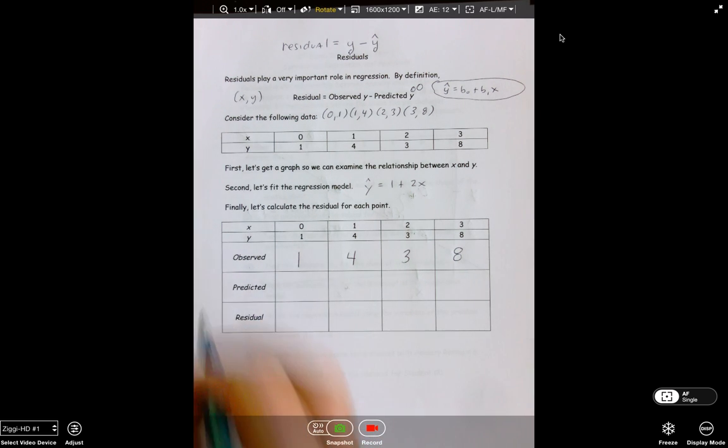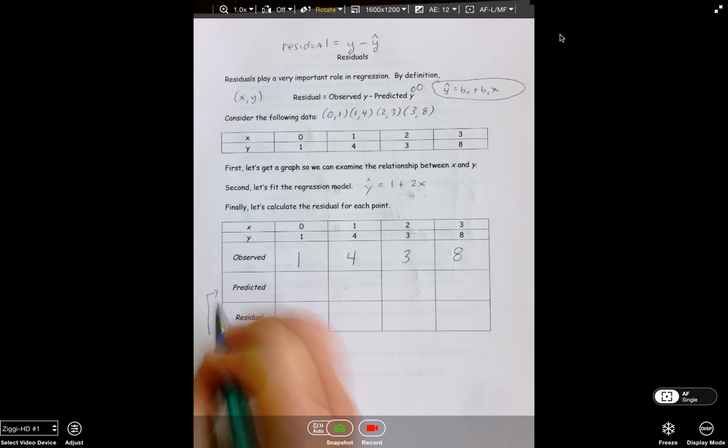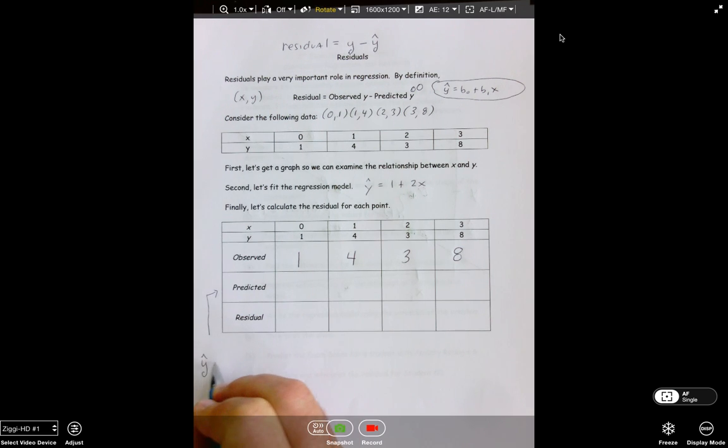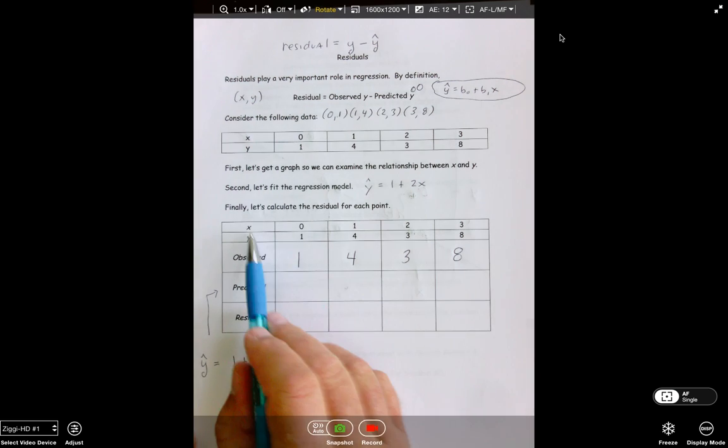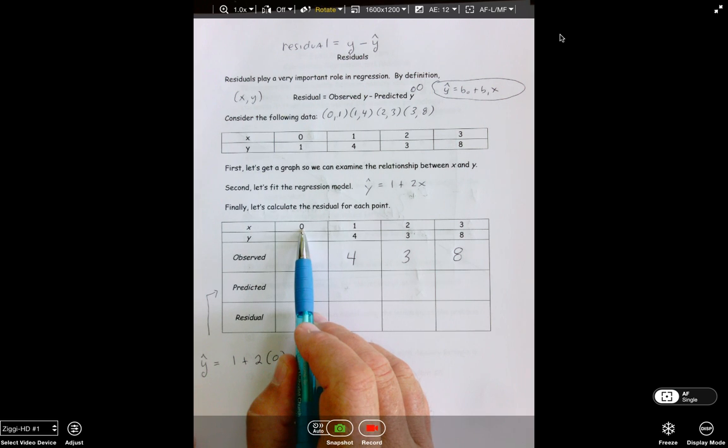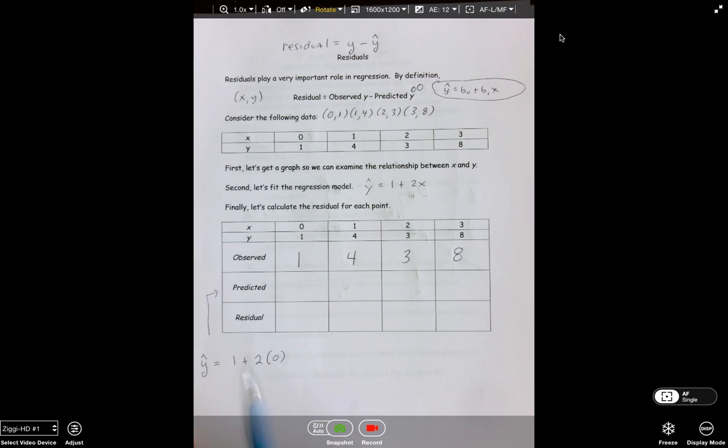Now the predicted value is what we get when we put our X value in. When we put 0 in for our X value, this first ordered pair has an X value of 0. We put that into our model. We see that we get a predicted value of 1. We're going to do that again for the second.